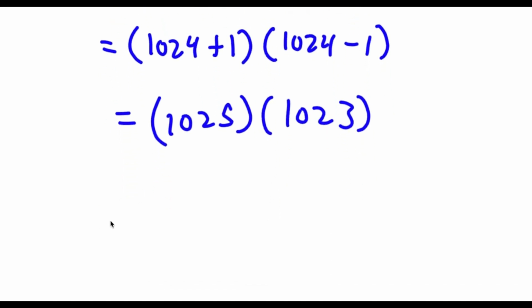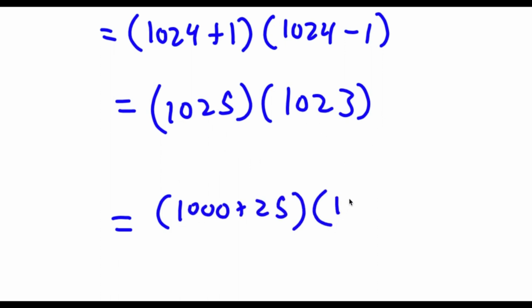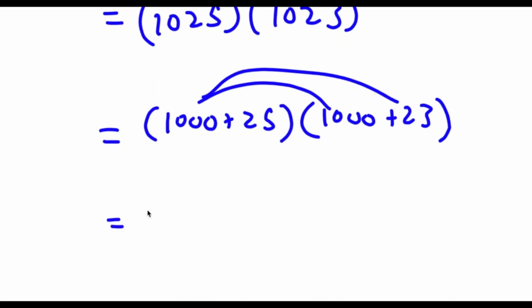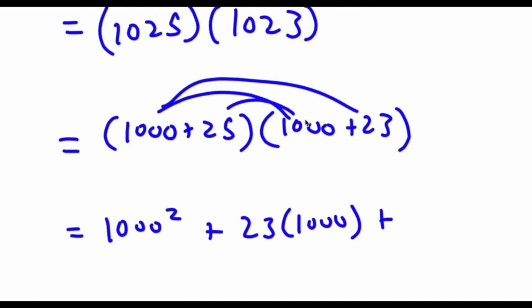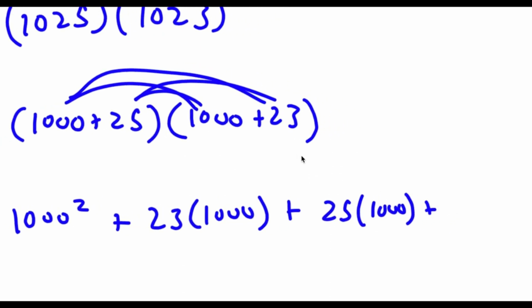So now, let's go ahead and evaluate this. Well, first off, to make this simpler, we can rewrite 1025 as 1000 plus 25. And 1023 we can rewrite as 1000 plus 23. So now we have 1000 plus 25 times 1000 plus 23. To solve this, I'm going to start by distributing the 1000. So now I have 1000 squared plus 23 times 1000 plus 25 times 1000 plus 25 times 23.